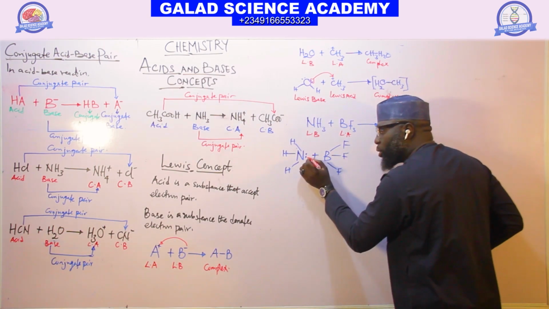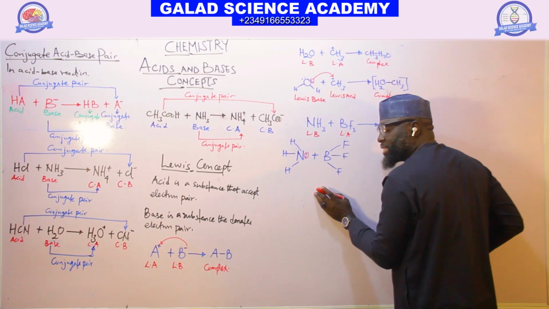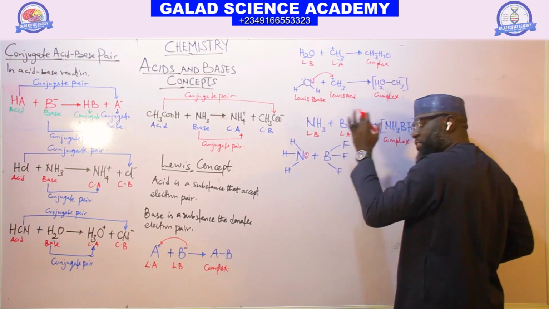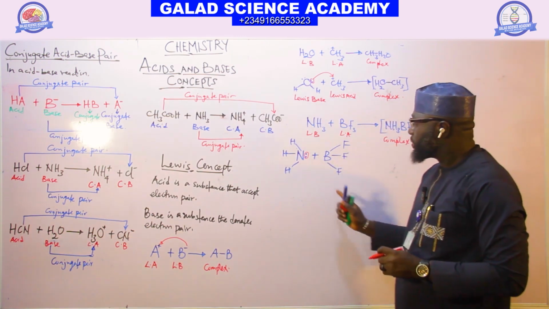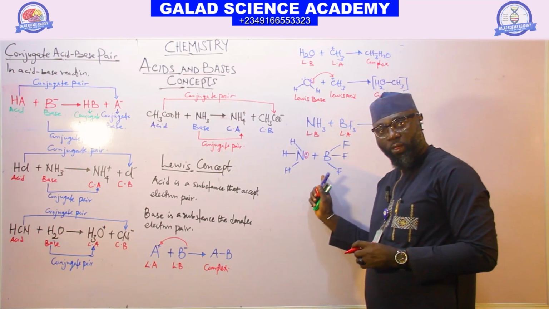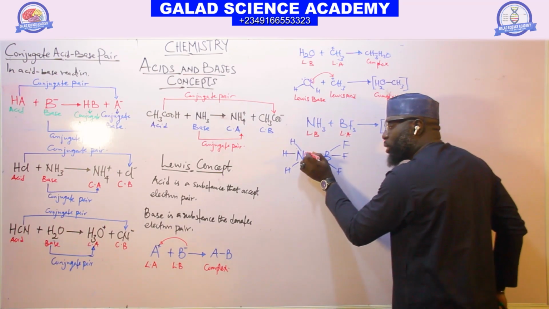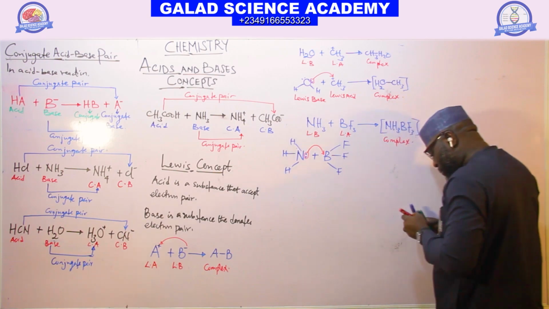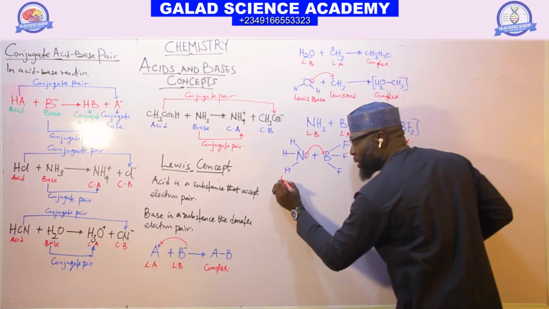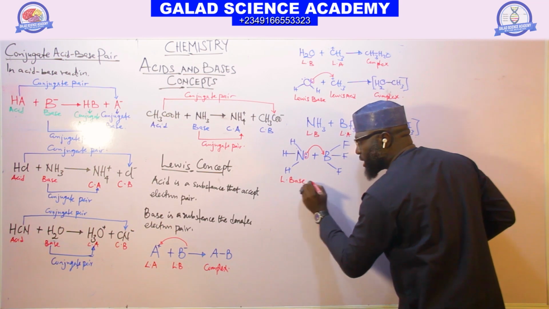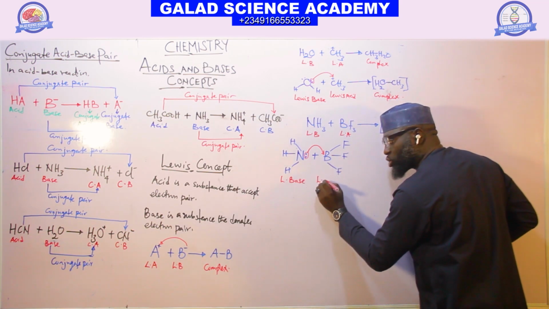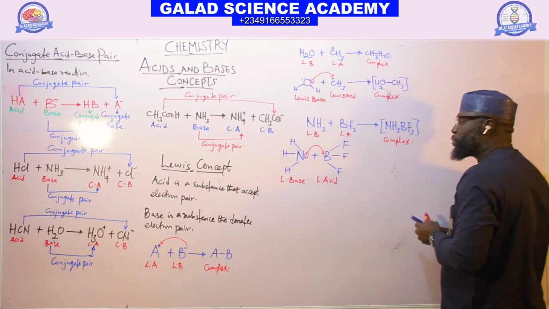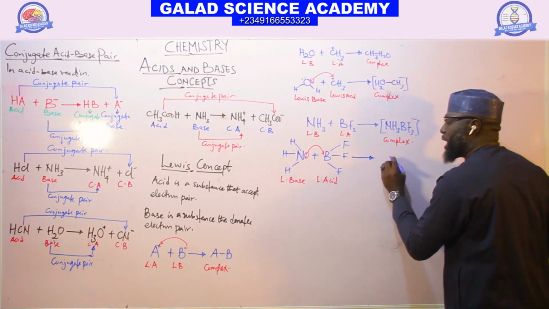This ammonia now is an electron-rich compound. This one is an electron-deficient species. I've explained under chemical bonding that this is a non-octet molecule. So the ammonia will donate this lone pair to BF3. When it donates the lone pair to BF3, the ammonia becomes a Lewis base. This one that accepts the lone pair of electrons becomes a Lewis acid. And the product formed is a coordinate complex compound.